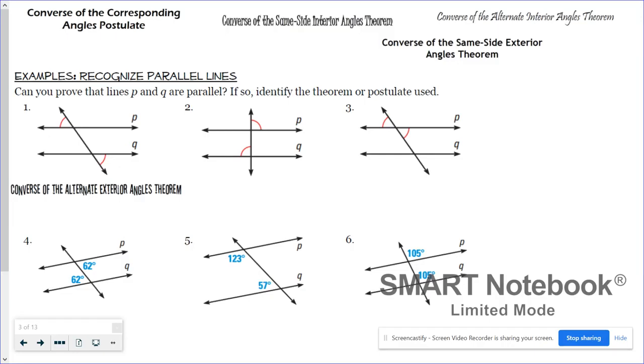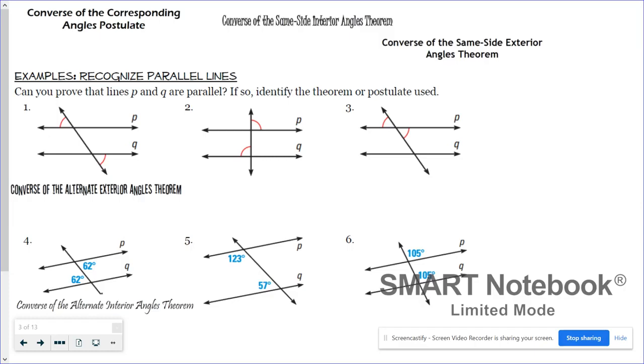What about number 2? I agree, it doesn't go with any of our postulates or theorems. What about number 3? Yeah, those are vertical angles, and vertical angles alone will not prove parallel. How about number 4? Yeah, those are alternate interior angles and they're congruent to each other. So therefore, yes, P is parallel to Q.